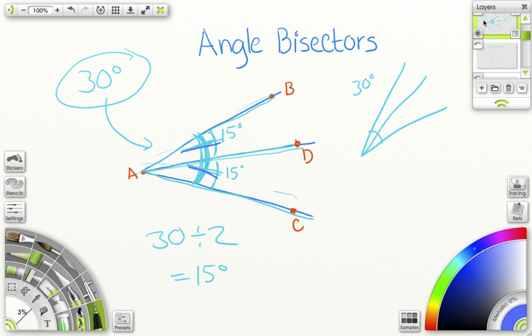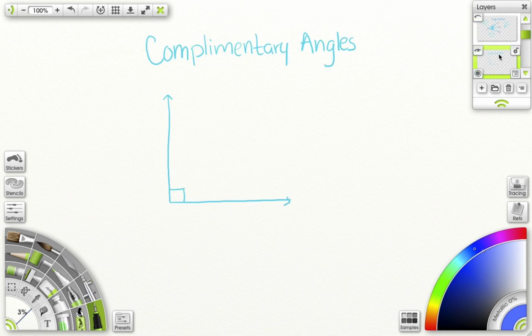Okay. And before we get into too much detail on that, we're going to talk about complementary angles. Complementary angles are pretty simple. This angle right here that has this little box is 90 degrees. So if it has that little box in the corner there, it is a 90-degree angle.